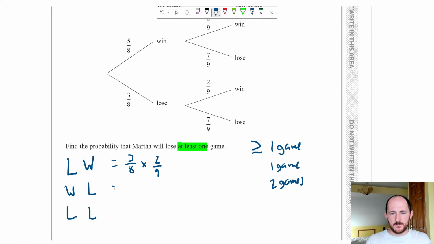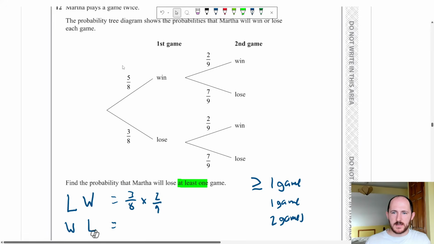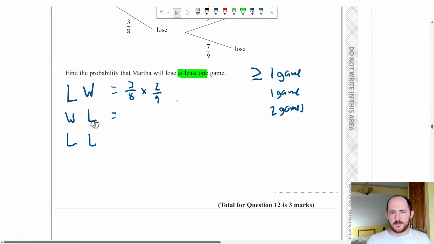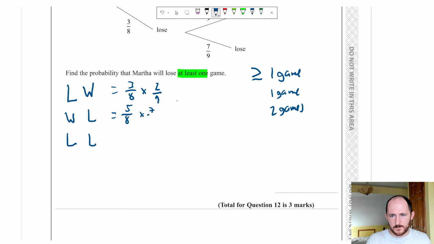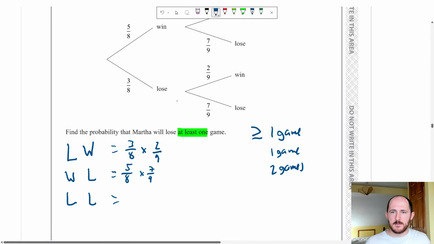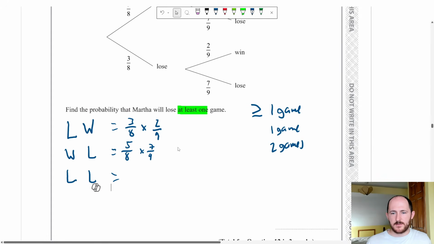Same thing for the second one. What's the probability of winning then losing? Well, it's winning then losing, so it's 5 out of 8 times 7 out of 9. And then losing both games, 3 out of 8, 7 over 9.